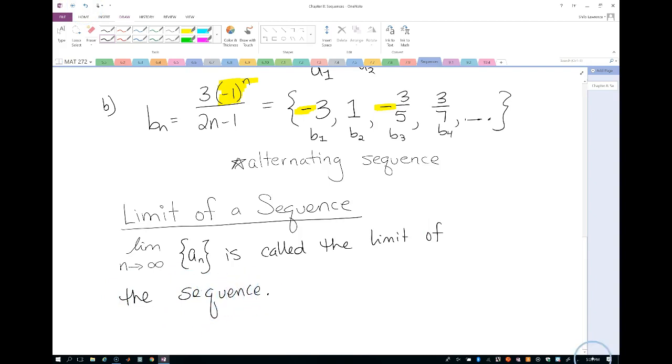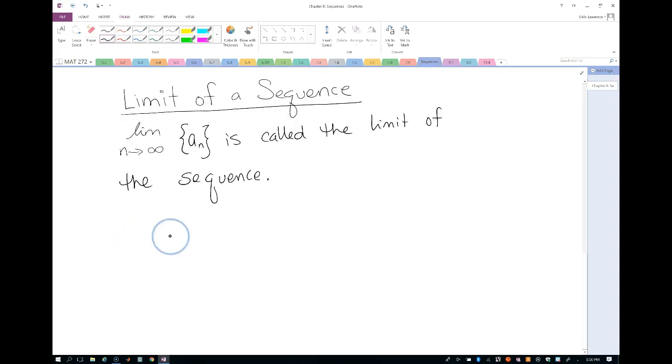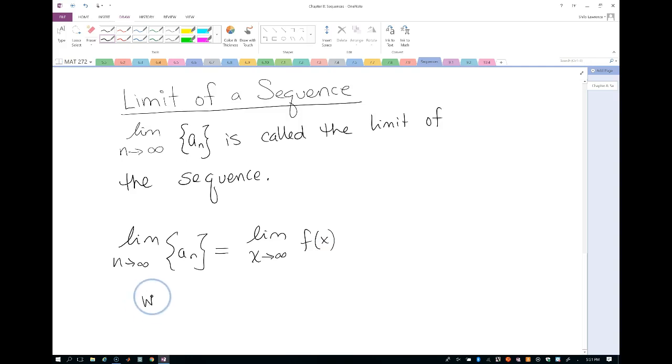So to calculate these limits, we don't really have to learn anything new. We just remember how we did limits back in Calculus 1. So the limit as n approaches infinity for a sequence would be exactly the same as the limit as x approaches infinity for some function where f sub n would give us our sequence. If we were to go into that function and replace the x's with n's, it would look exactly the same as what our sequence looks like.